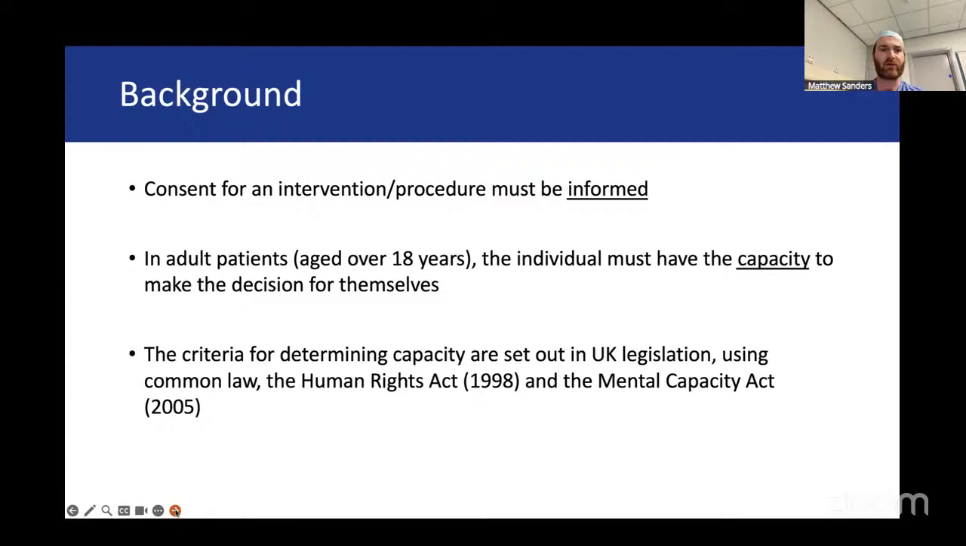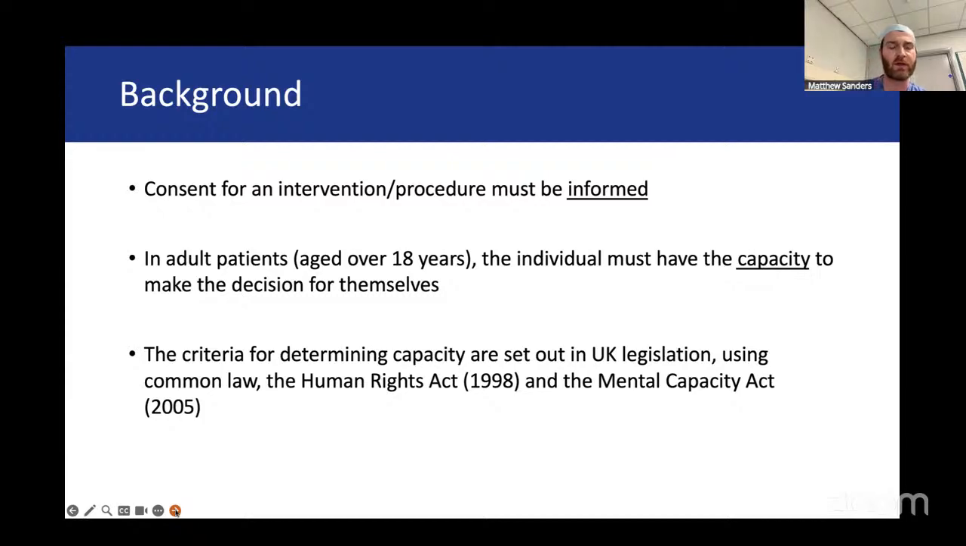In terms of background, in the UK, if an intervention or procedure is being consented for, the consent must be what we call an informed consent, i.e. the individual giving consent must have a full understanding of the procedure, its indications and its risks. Adults in the UK are defined as being 18 years or older, and they must have the capacity to make the decision for themselves. Capacity is defined by an amalgamation of multiple laws.